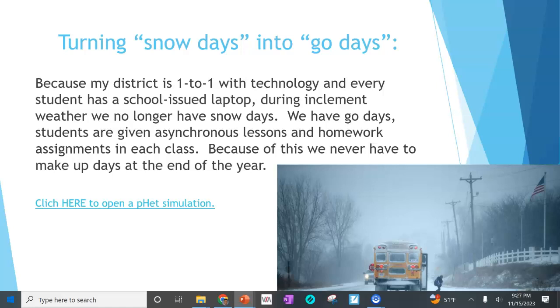And that way, if the students have to do something, they have to go help dad shovel the driveway, or maybe their parents aren't home, they have younger siblings they have to attend to, they don't have to be at their desk at a certain time. They can do it whenever they can get to it. But they are expected to have a lesson and some kind of homework that should take them about 30 minutes. Because of this, we never have to make up snow days at the end of the year, and that's kind of nice. So here I can give you an example.